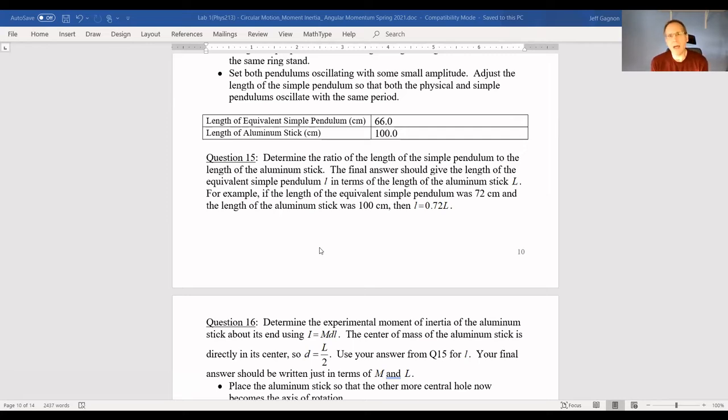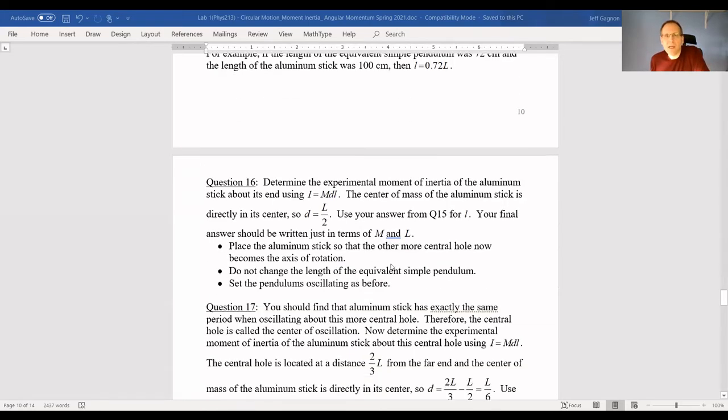Because you can think of it as the ratio of little l over large L is equal to 72 over 100. So little l is ultimately going to be 0.72 times big L. In our case, instead of 0.72, what do you think you're going to use? It should be 0.66. So you want to come up with that equation for the length of the equivalent simple pendulum.